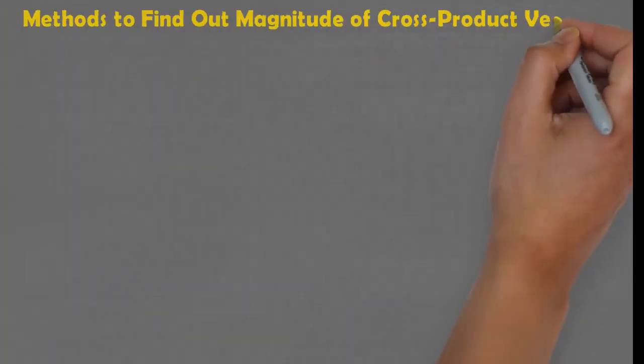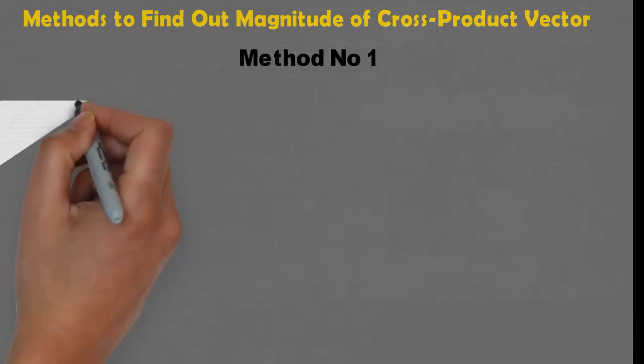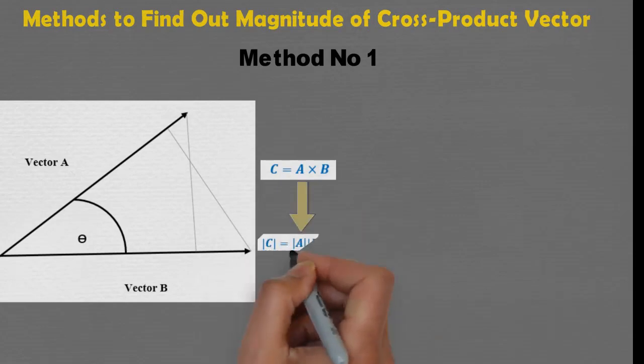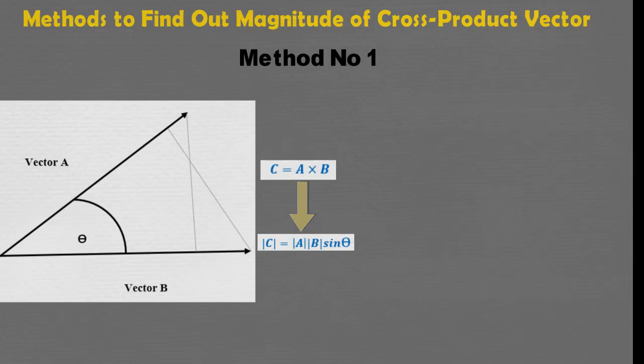Now the methods that can be used to find out its magnitude. This video will talk about two such methods. Method 1: consider two vectors A and B with theta as the angle between them. Given the magnitude of each vector and the angle between them, magnitude of cross product vector can be found out as C is equal to A cross B. So C magnitude will be equal to magnitude of vector A multiplied by magnitude of vector B multiplied by the sine of the angle between vector A and vector B. So that's how, using this formula, the magnitude of vector C can be determined.